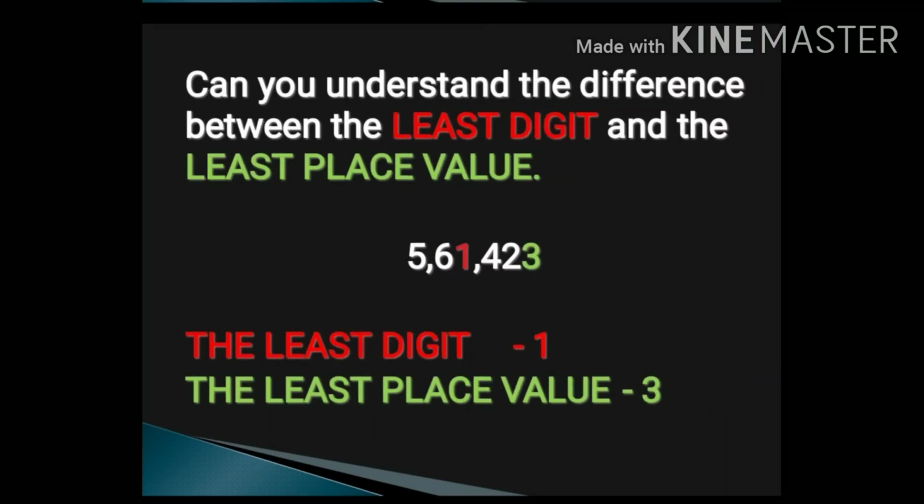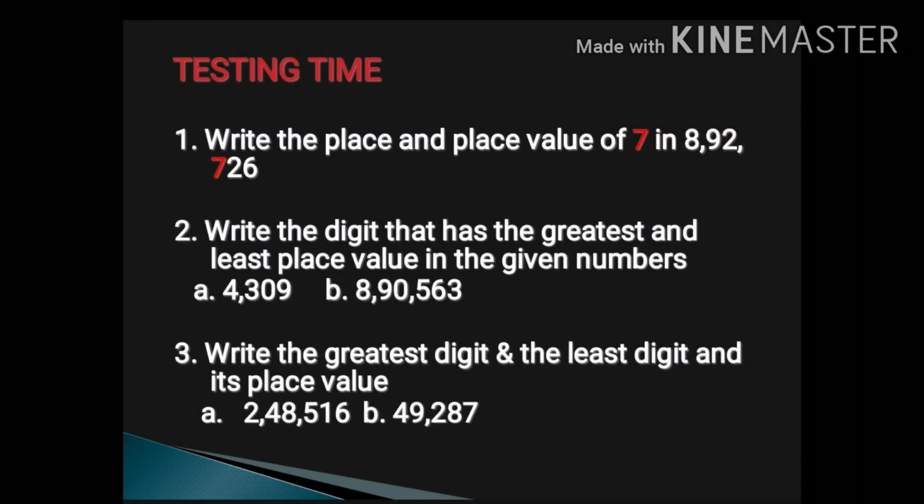The next one is least digit and the least place value. We'll take one more example, 5,61,423. Here the least digit is 1 and the least place value is 3. Is it clear now? Now testing time.